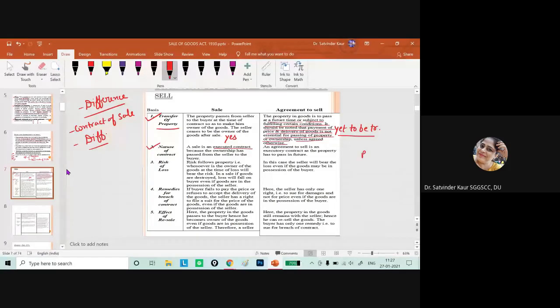So on the basis of performance, in the first chapter of the Indian Contract Act, we have discussed that the contract can be an executed contract or it can be an executory contract. And in case of executory, it can be unilateral, where only one party is yet to perform, or it can be bilateral, where both the parties are required to perform the contract.